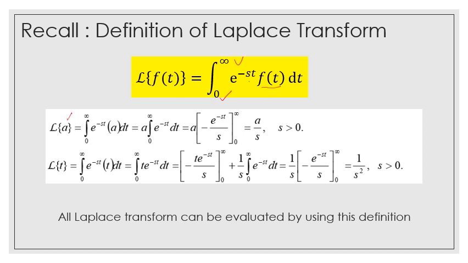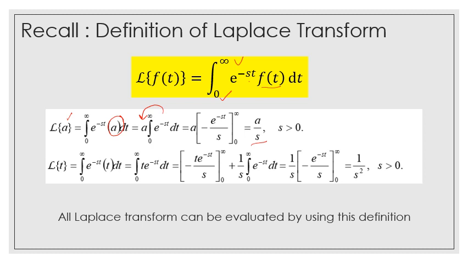Let's say we have a constant. We just substitute the constant into the definition form. Since it is a constant, we can bring it out from the integration. Then we just have to integrate e to the minus st. After we get the integration, we substitute the values infinity minus 0. Then we get a over s, where the condition is s must be greater than 0.